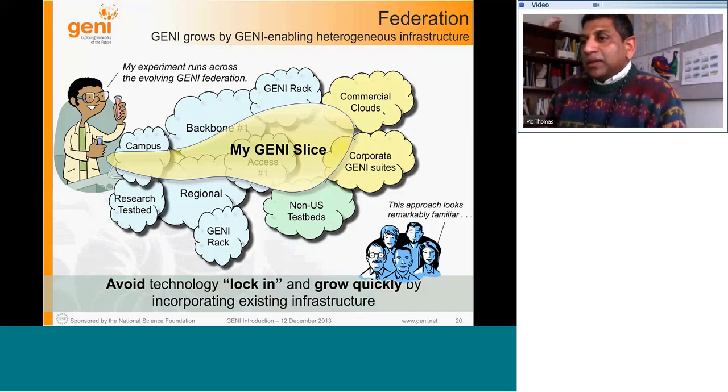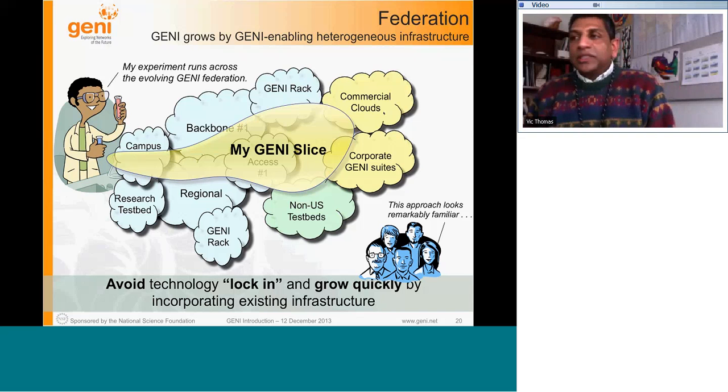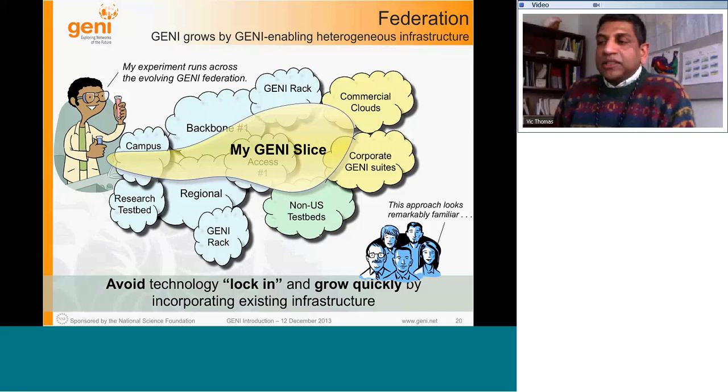So an experimenter gets resources from these test beds that are federated into GENI. From a technical point of view, this federation works, as I said, by a common API and by all of them accepting common GENI credentials. The advantage of this approach is we are not locked into any one technology. As new technologies and new test beds come up, they can easily federate themselves with GENI. This also allows us to take advantage of all the investments made in the past on test beds, campus networks, and so on.